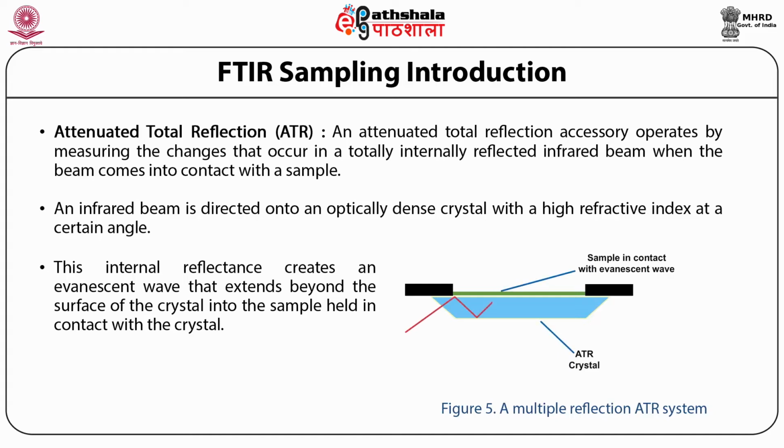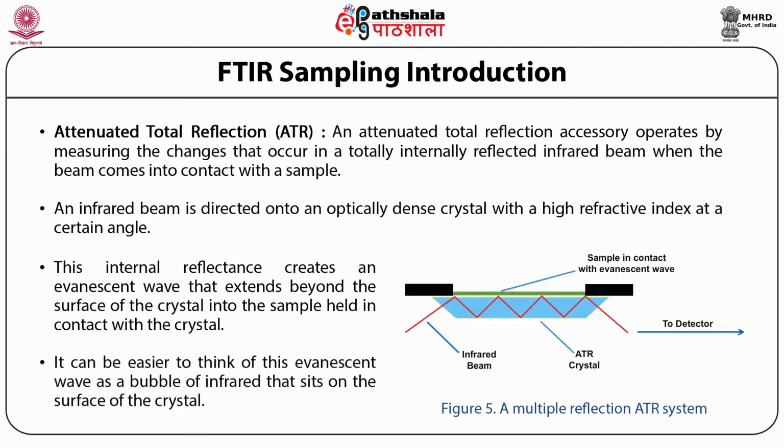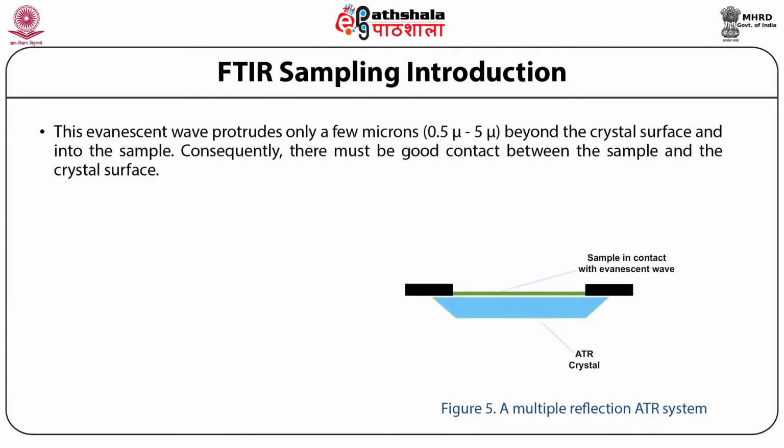creates an evanescent wave that extends beyond the surface of the crystal into the sample held in contact with the crystal. It can be easier to think of this evanescent wave as a bubble of infrared that sits on the surface of the crystal. This evanescent wave protrudes only a few microns, 0.5 to 5 microns, beyond the crystal surface and into the sample. Consequently, there must be a good contact between the sample and the crystal surface.